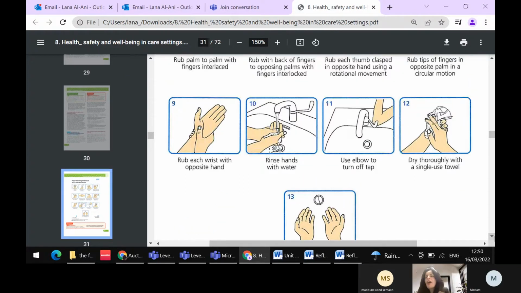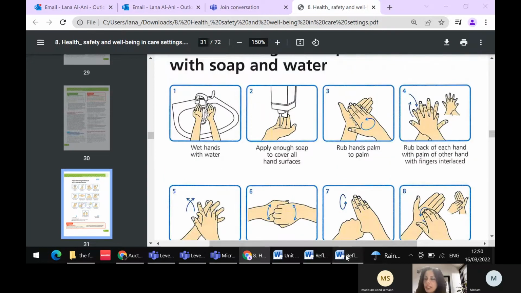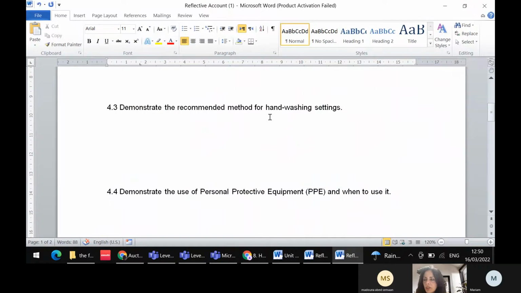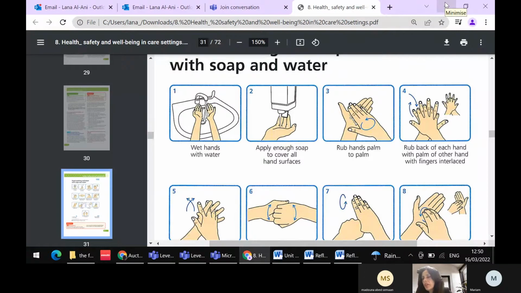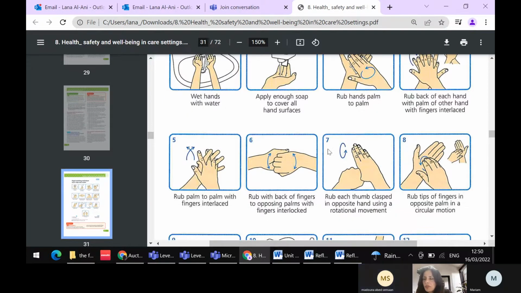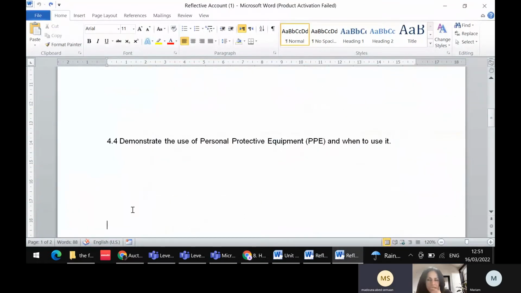Okay, so this is how I respond to this question. I talk about my own experience. Demonstrate the recommended method, I just talk about it as if it's my own experience. I always wash my hands when I get into the care center, and whenever I get in contact with anything dirty or contaminated, I wash my hands, and this is how I do it. I put water, I put soap, I rub the palms, I rub the fingers, just explain it the way it is now, as if you're doing it in front of me and telling me how you're doing it.